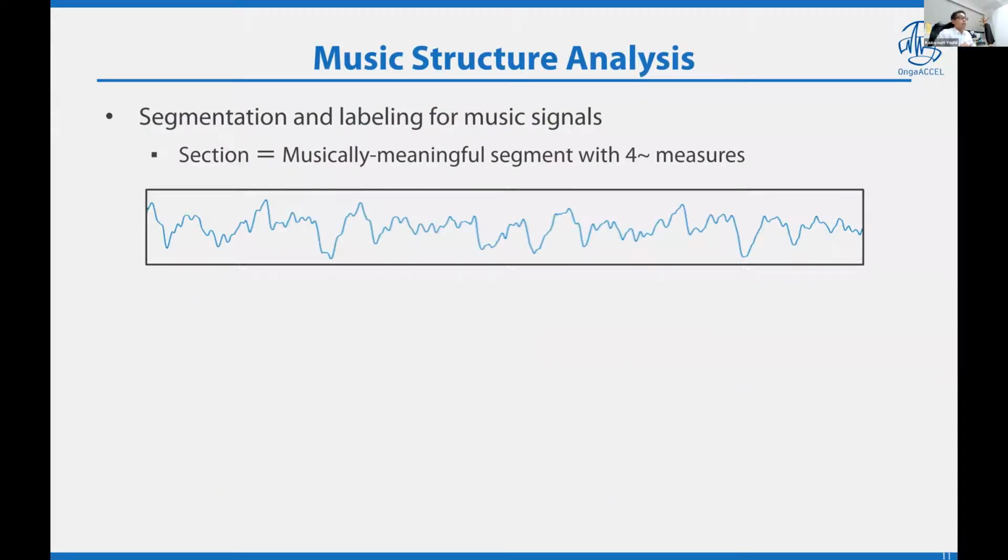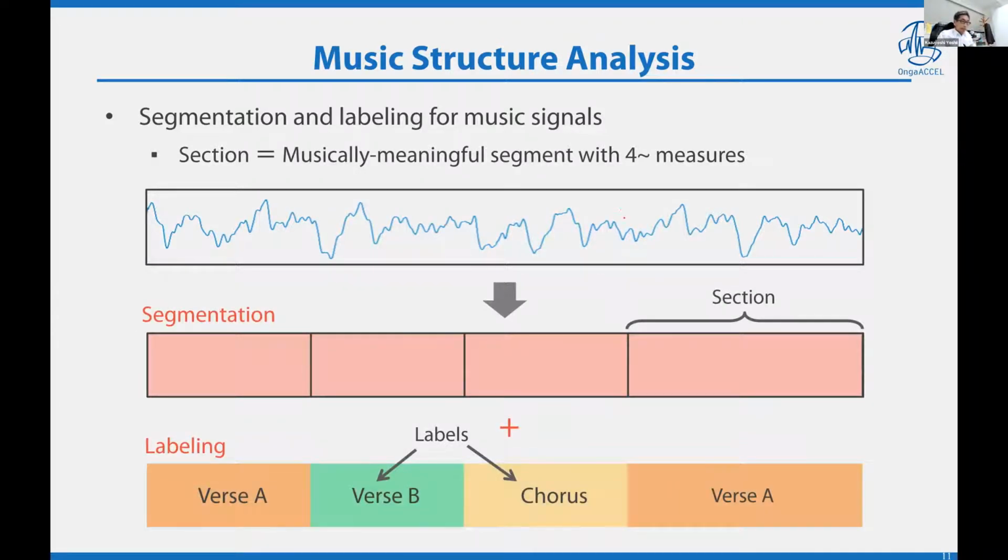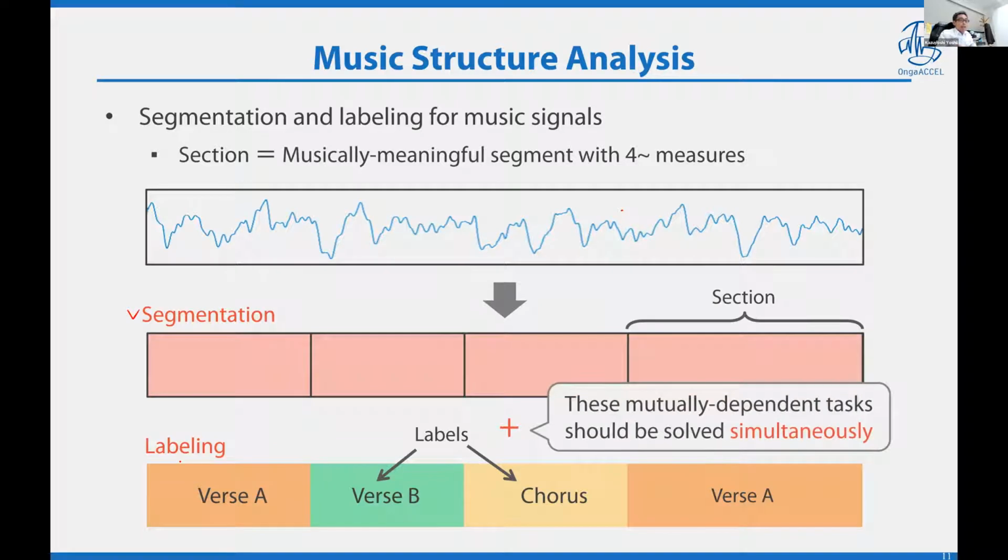The first one is music structure analysis. So this task refers to the simultaneous segmentation and labeling for music signals. Here, a section is defined as a musically meaningful segment with typically 4, 8, or 16 measures. So this is your input signal, and we have to detect section boundaries from this musical signal. This is called segmentation, and also we want to estimate the labels for the detected sections, like verse A, verse B, chorus, and verse A. And importantly, these musically dependent tasks should be solved simultaneously.